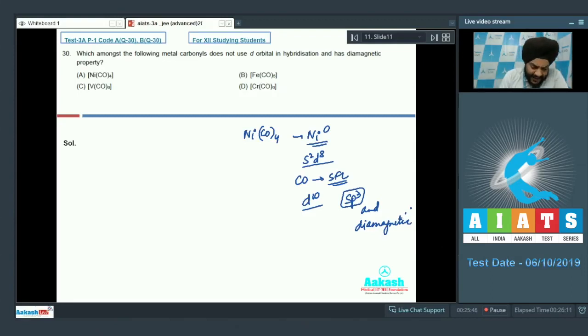Okay, so the first option is correct, students. NiCO4 is sp3 hybridized. It does not use the d orbital in hybridization and it has a diamagnetic nature.